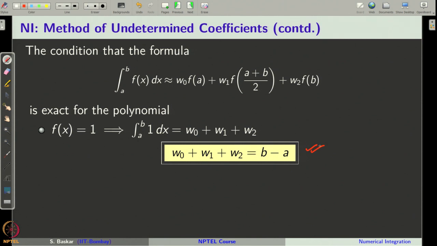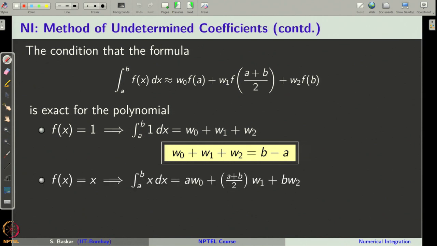Now, you have to impose our second condition. What is the second condition? The second condition is that when the integrand happens to be the identity map, that is f of x equal to x for all x, then again it is a polynomial of degree less than or equal to 2, right? Therefore, your integral value and the value obtained from this formula should be exactly equal. That is what you are imposing here.